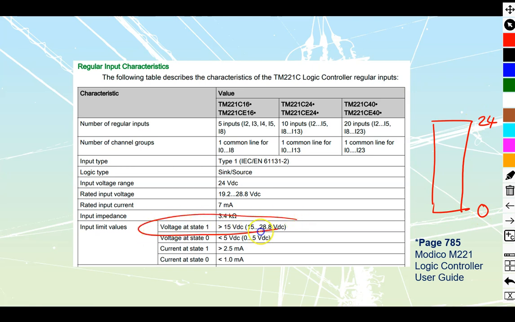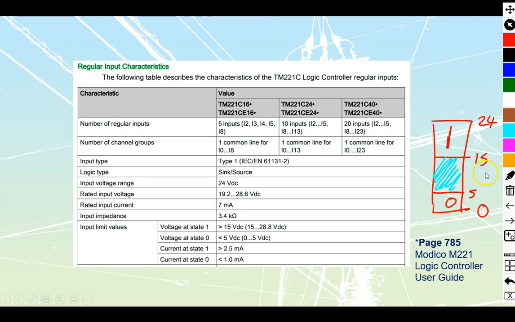Over here, though, it tells me that I've got a voltage at state 1 as being anything greater than 15 volts. In other words, any voltage that comes in higher than 15 volts is a guaranteed high, or a 1, on my PLC. Anything that is going to be below 5 volts is going to be a guaranteed 0 over here. So we'll place that as being 5 volts. That would be a guaranteed 0. What that does leave us with is this range that's going to be in the middle that is going to be ambiguous, and that's going to be referred to as the undefined range.